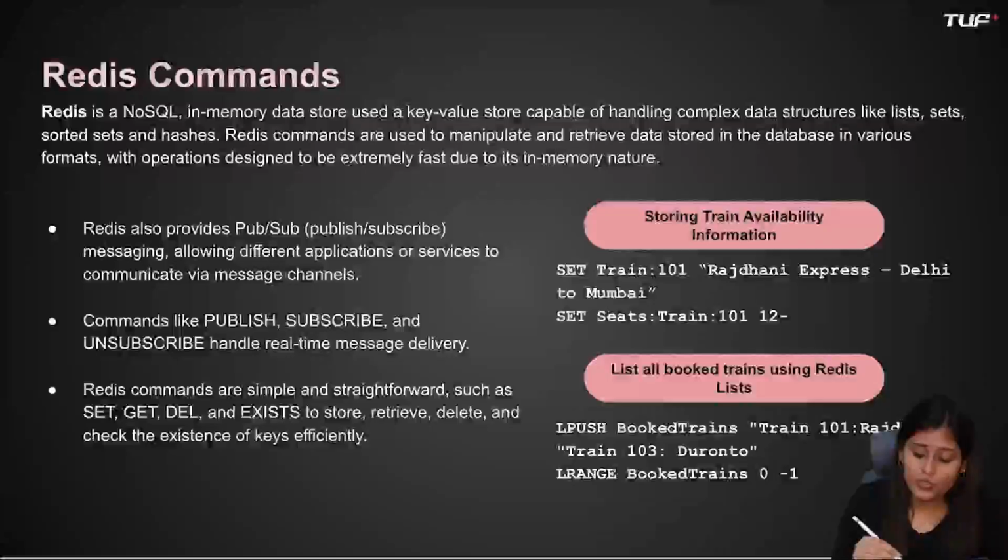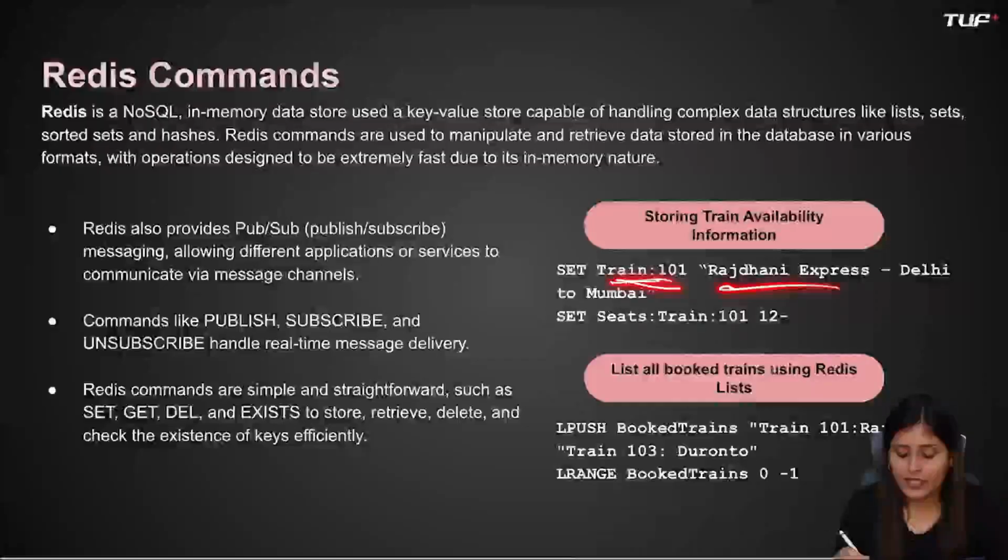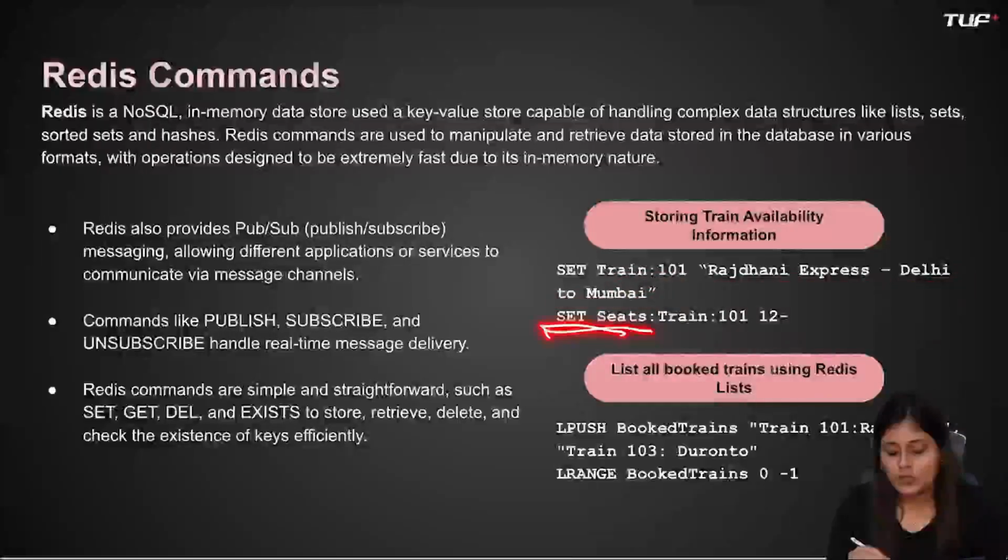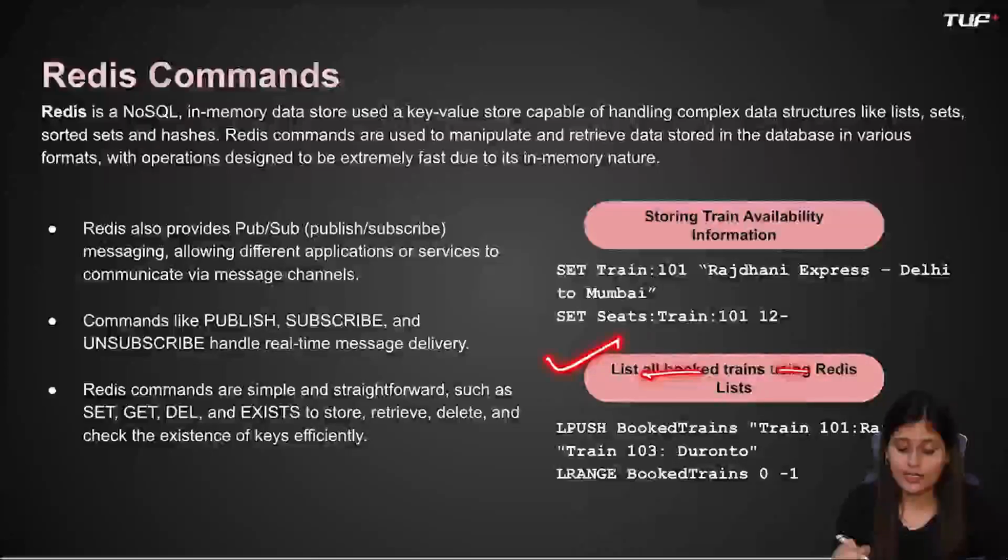So how do we store train availability information? We will say set, train with train ID 101, name Rajdhani, and Delhi to Mumbai, source to destination. Now we want to set seats. So set seats for the train ID, and set 12 as the number of seats allotted for the train Rajdhani Express. Now we want to list all the booked trains using a Redis list. So this is how we will do it.